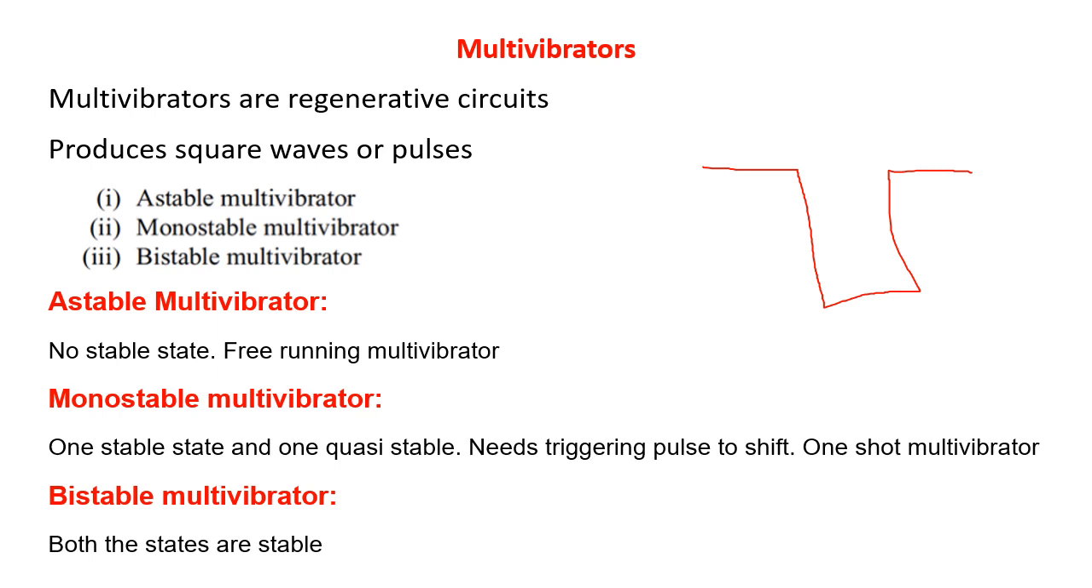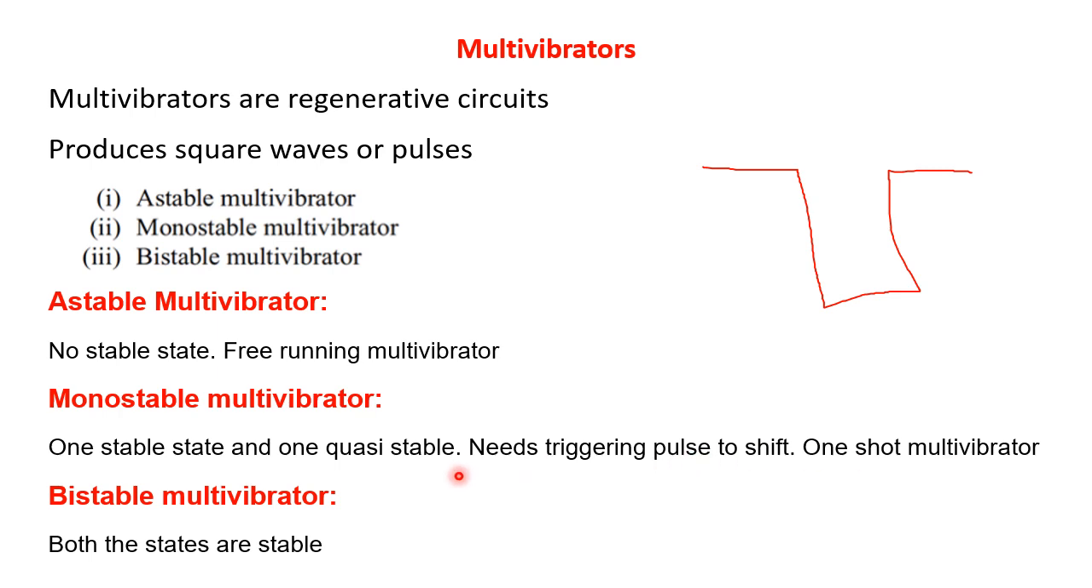In an astable multivibrator, the transition from positive to negative will happen on its own. You don't need to give any triggering signal. Hence the name free running multivibrator. The second multivibrator is the monostable multivibrator. Here one state will be stable, the other state is quasi-stable. When I need to move from the stable state to the other unstable state, I need to give an external trigger pulse for the shift. This is also called a one-shot multivibrator.